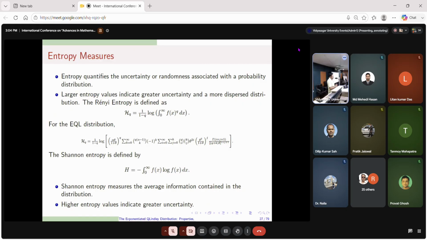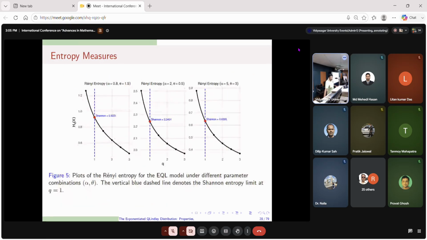And this is the entropy measure. Entropy is essential when we are going to describe the information of a particular distribution. Maximum entropy means maximum information. There are many types of entropies, but here we have defined only two types: one is Shannon entropy, and one is Renyi entropy. These are functions, and with the help of those functions we have calculated this one. And these are some diagrammatic views of the Shannon and Renyi entropy.